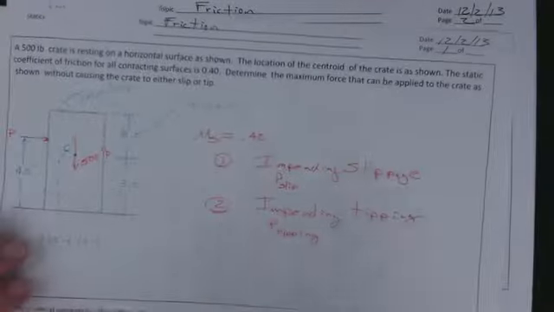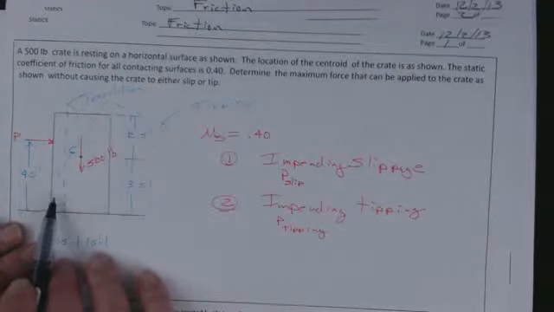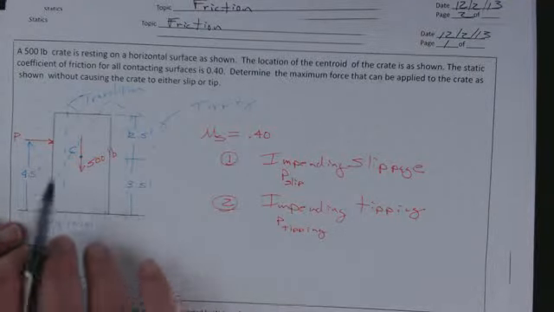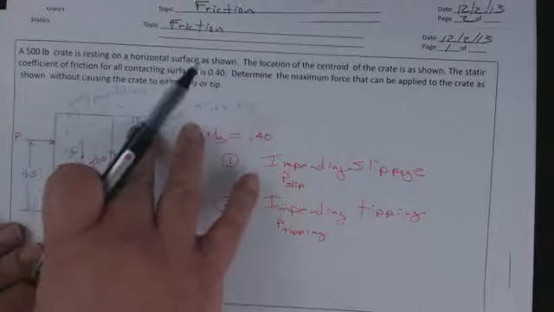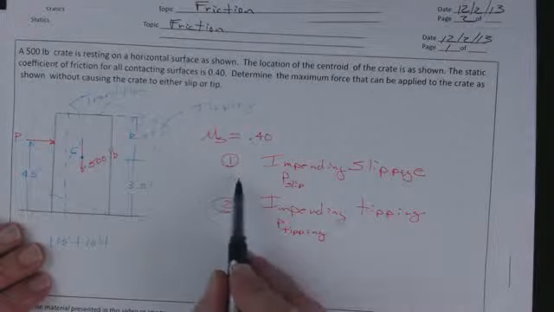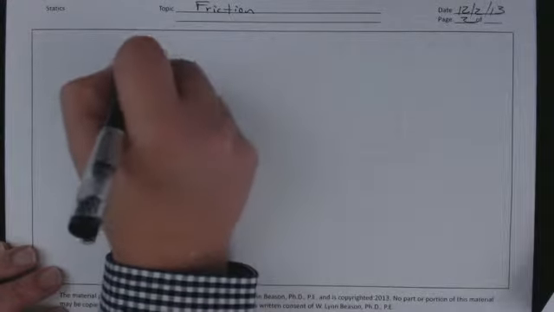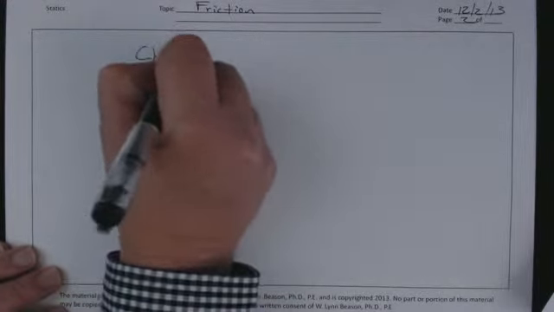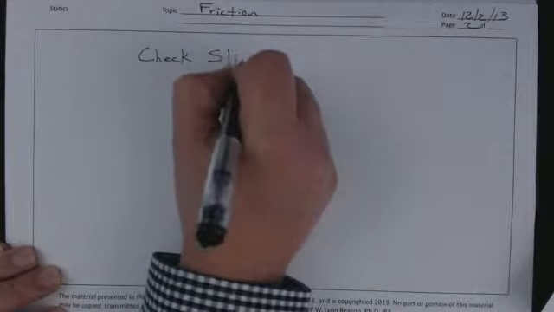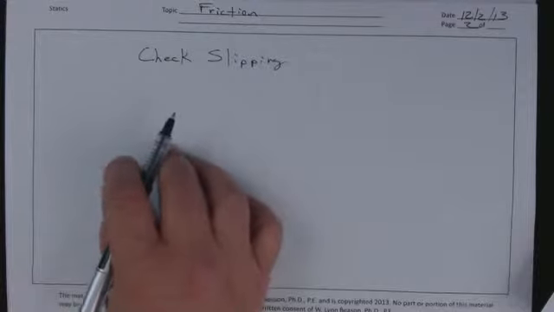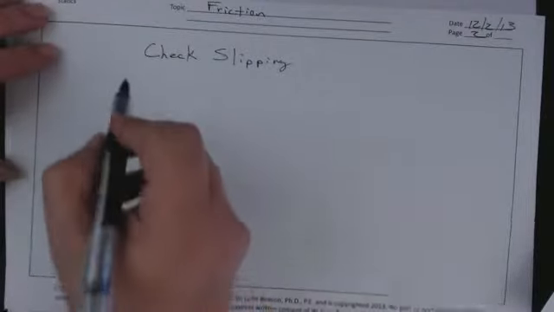So like we were saying, this object can either move because it slides or it can move because it tips. And so we've chosen that we're going to look at slippage first. And so maybe what I'll say here is we're going to check slipping. Now, the question is, how do we start the problem?